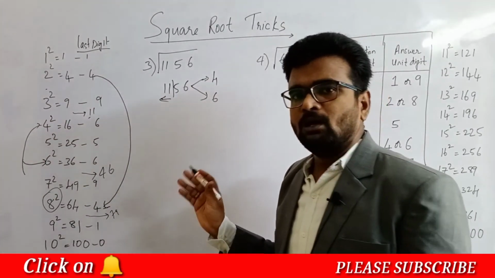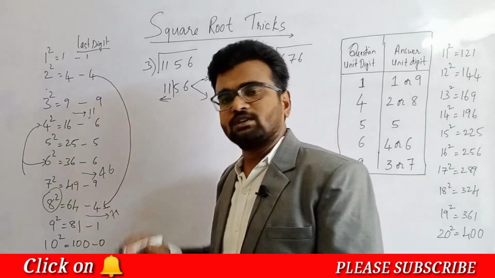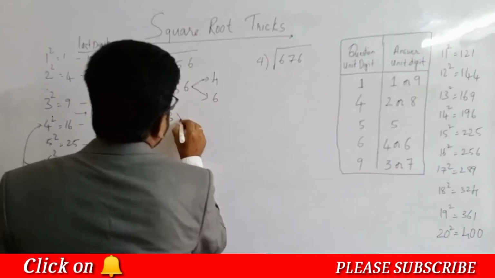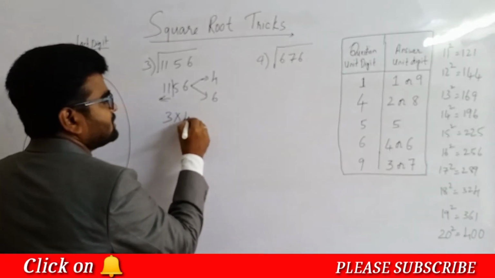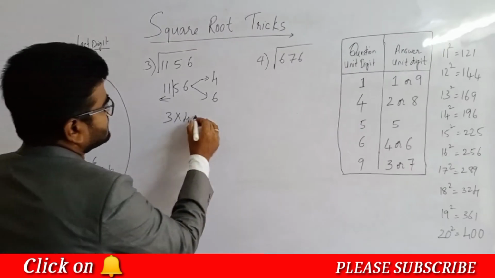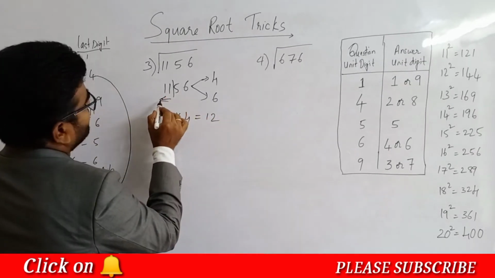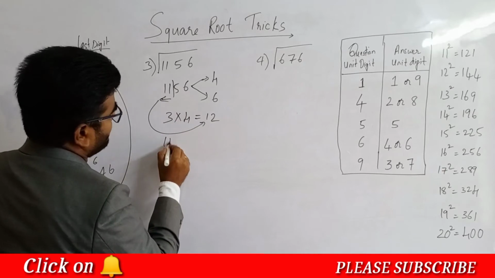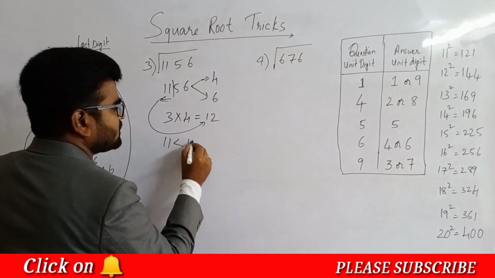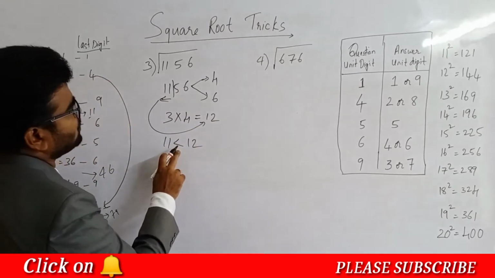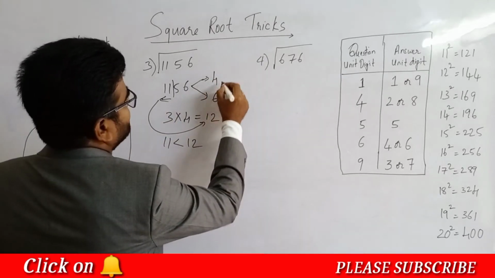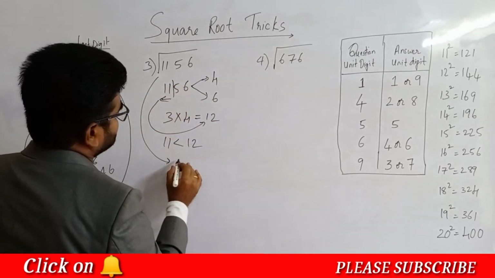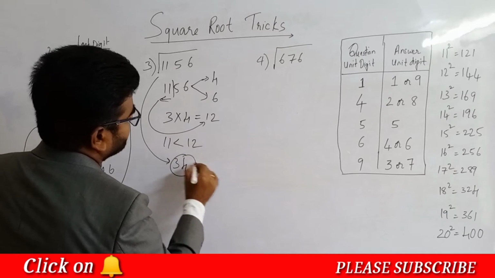As I have said, you need to consider the smallest number, that means 3. So 3 multiplied with the next digit, that is 4, is 12. Compare this 11 with 12. 11 is smaller than 12. Since it is smaller, you need to consider the smaller number. So the square root of 1156 is 34.